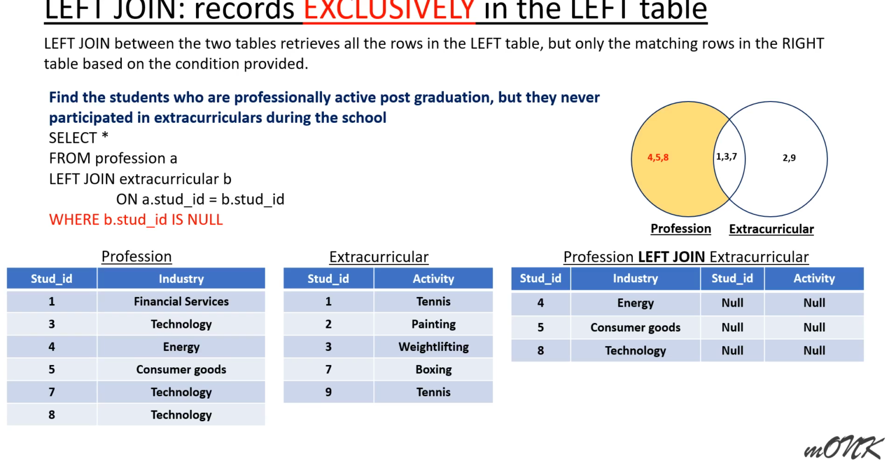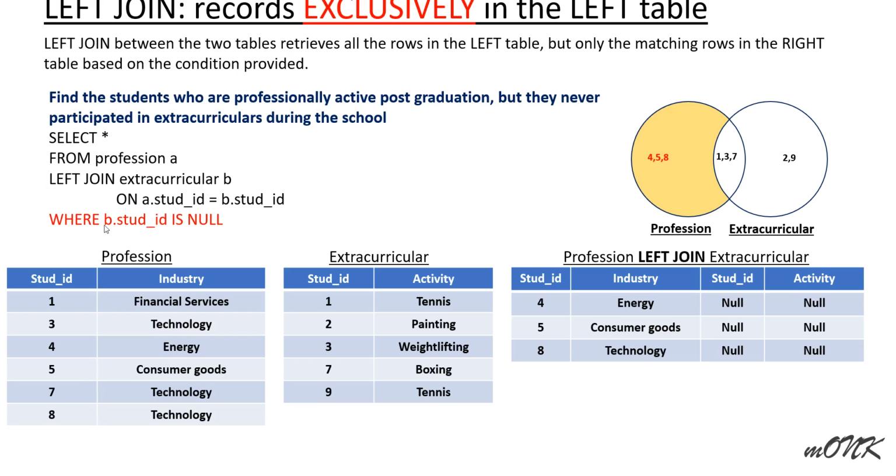But in this case, we are only concerned with the rows that are unique to the left table. A typical scenario could be: find the students who are professionally active post graduation, but never participated in extracurriculars during school. The students who are professionally active are those with IDs 458 and 137. But the student with ID 137, although professionally active, also participated in extracurriculars, and in this case we don't want these people. So we will do the usual left join, where profession is the left table and extracurricular is the right table.